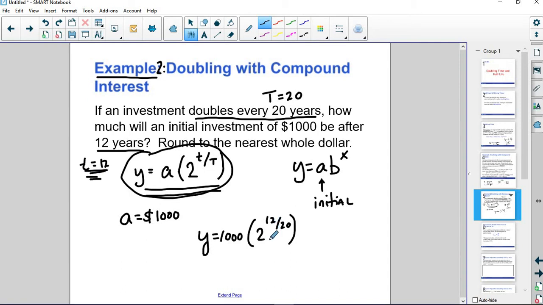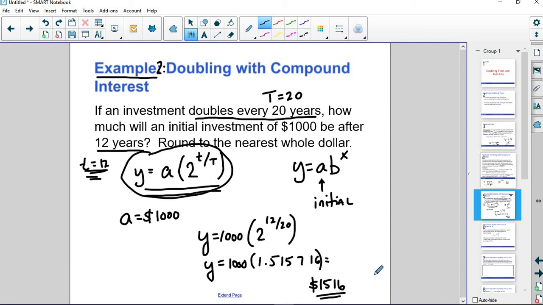All right, and then we have to use our calculator. We're going to have to take 2 and raise it to the 12 over 20 power. So make sure that you use parentheses when necessary and put 12 divided by 20 up in the power parentheses. Okay, and so 2 raised to that power, if you plug that in your calculator, you get 1.5157. All right, and so if you multiply that by 1,000, then you'll get the amount of money rounded to the nearest whole dollar. We get $1,516 rounded to the nearest whole number.